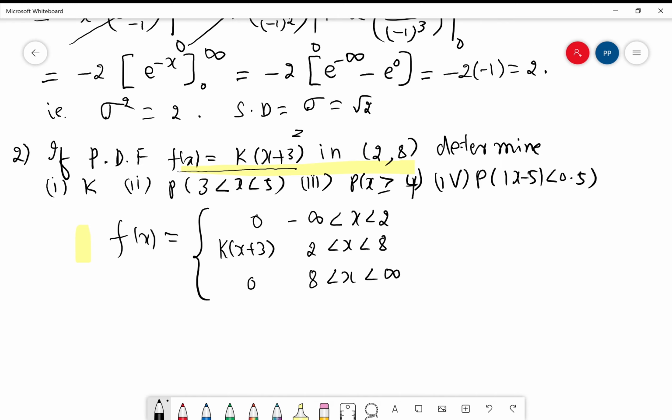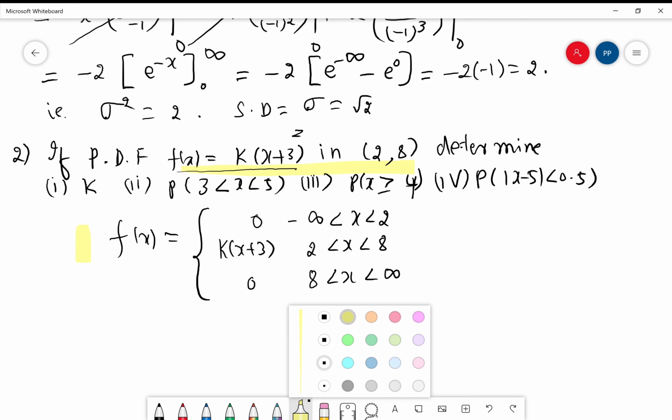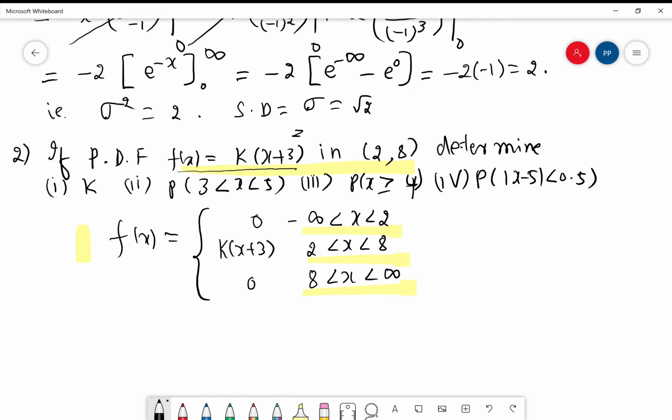This is the given function, which is a splitting function having three different terms. One is this, other interval is this, other interval is this. Now, therefore, we have to split the given integral which you get from the definition into three integrals. Fine. Now first we will find out k. To find out k, we use the condition that integral minus infinity to plus infinity f of x dx equals 1. That is.